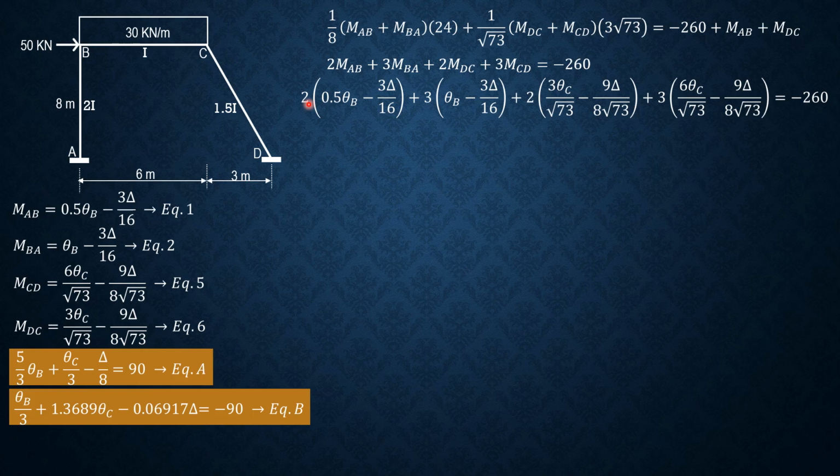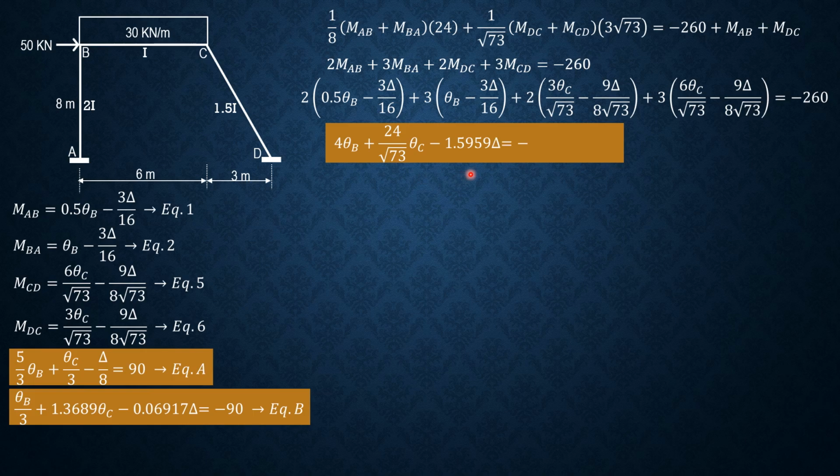So theta B, 2 times 0.5 theta B plus 3 theta B. So we combine like terms here, theta C and delta. And simplifying, we have 4 theta B plus 24 over square root of 73 theta C minus 1.5959 delta equals negative 260. Call that equation C.